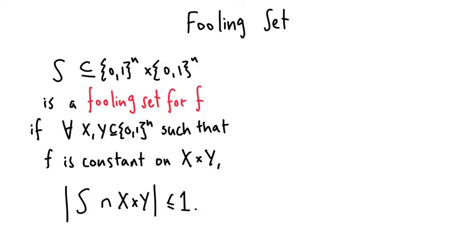The second thing we need is this fooling set that I referred to in the theorem. So what is a fooling set?